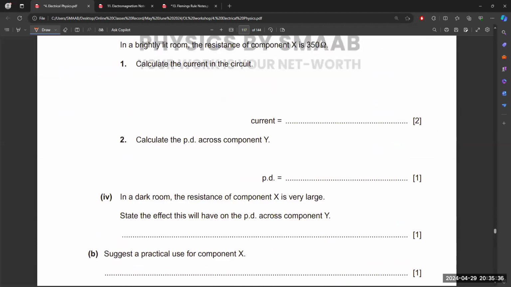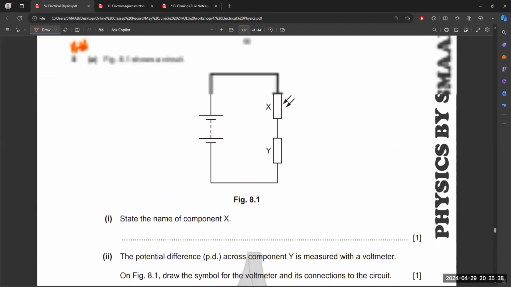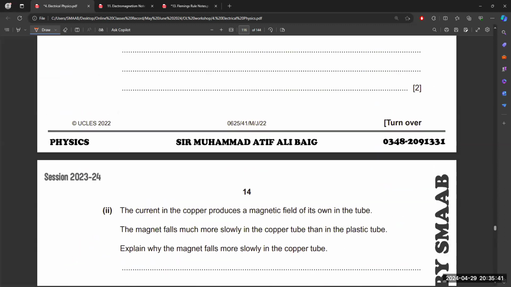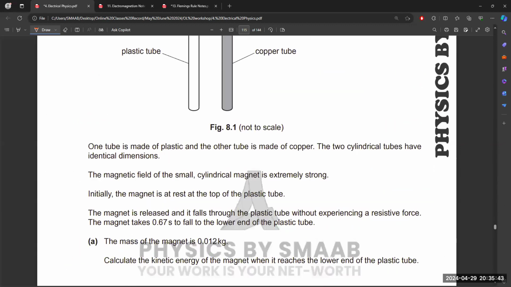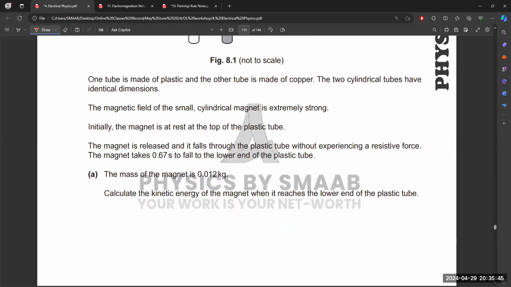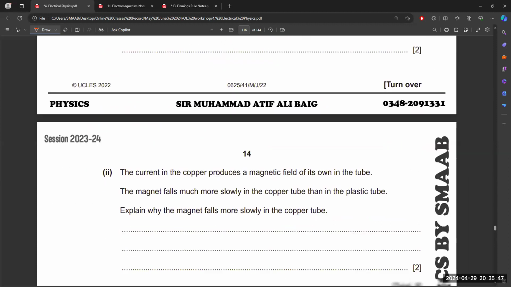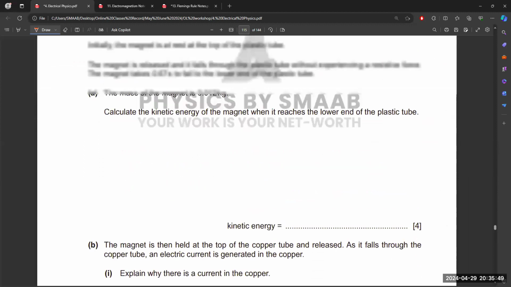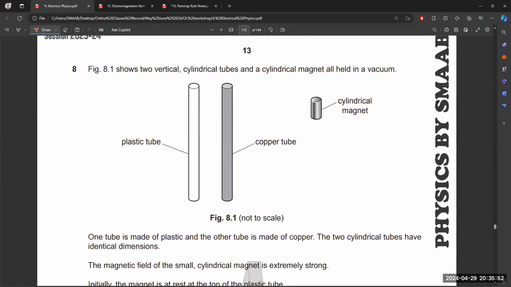Okay, electromagnetism AC, homework question. Okay, let's try this one. This is like a mixed electricity and magnetism question.